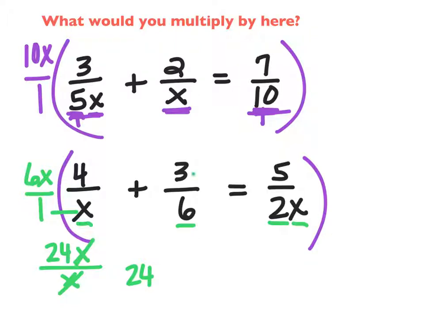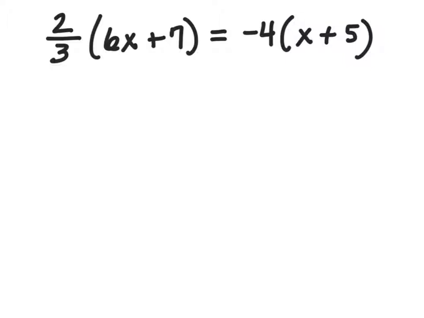Okay, again, I would do the same thing here. I would do times 6x over 1. Same thing here, times 6x over 1. And then it would end up being a nice, simple equation that you can solve from there.